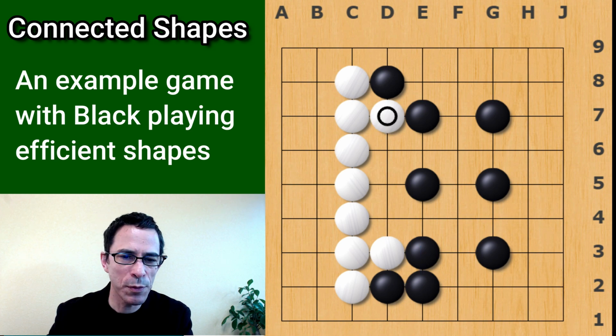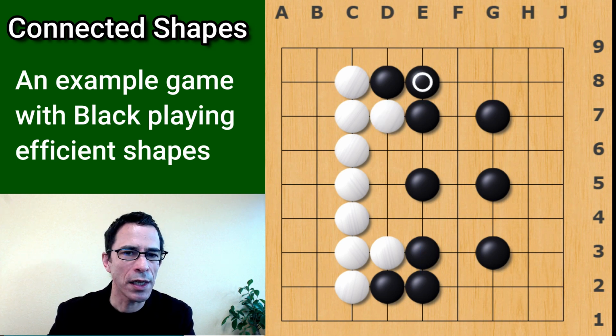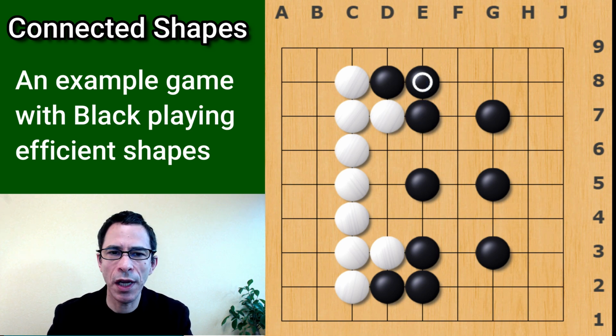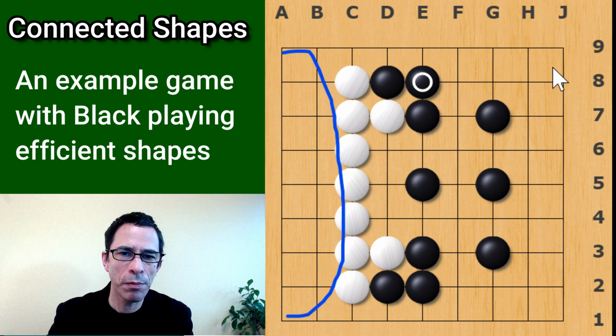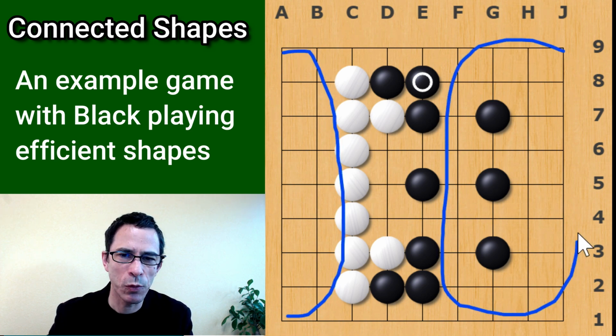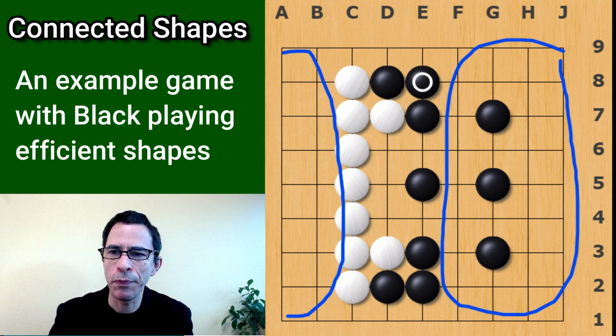White continues with this move, and black connects. Again, it's the same story. Black has to remember to play that solid connection when the diagonal connection comes under attack. And now it's just a simple endgame where white seems to be surrounding this area and black seems to be surrounding this area, which is already looking a lot bigger.